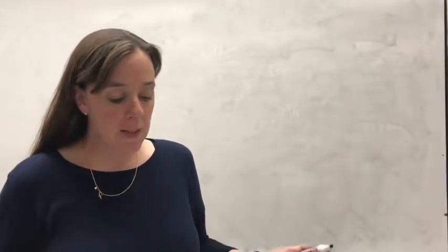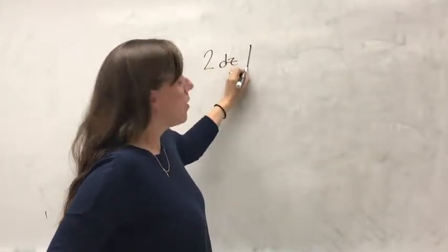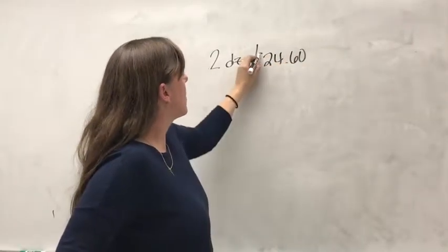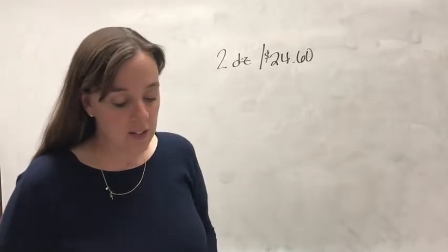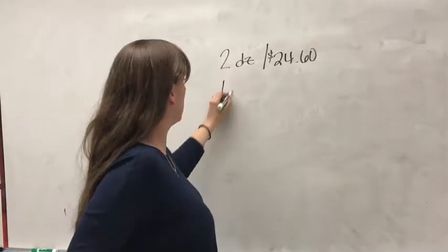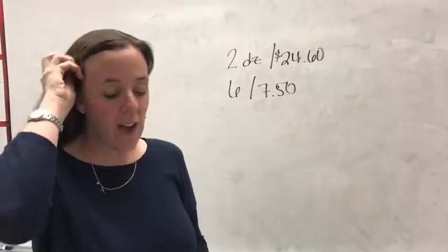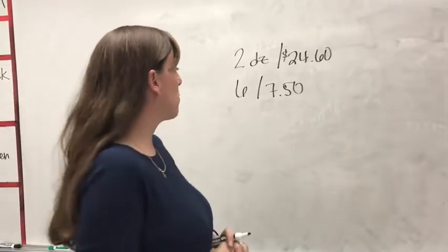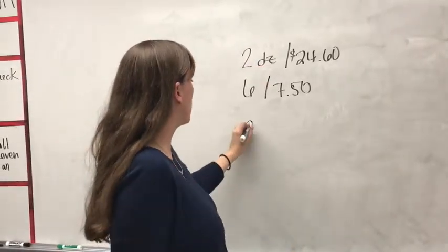A problem that says, the Main Street florist sells 2 dozen roses for $24.60. And the U florist sells 6 roses for $7.50. 6 for 750, okay? It says find the unit rate for each and which florist has the lower cost per rose. Okay, so we know that 2 dozen roses is actually 24.